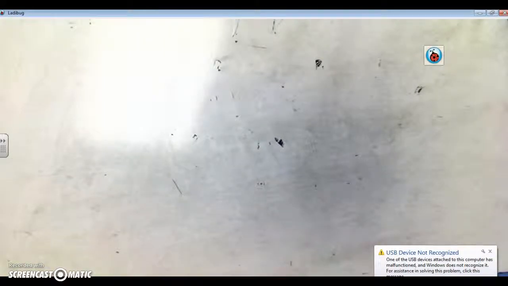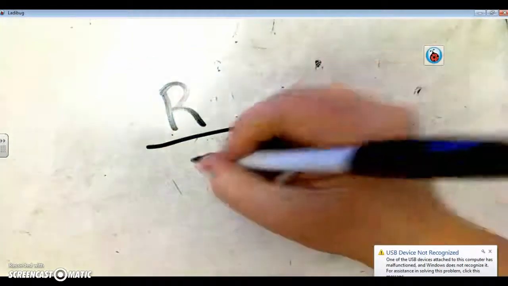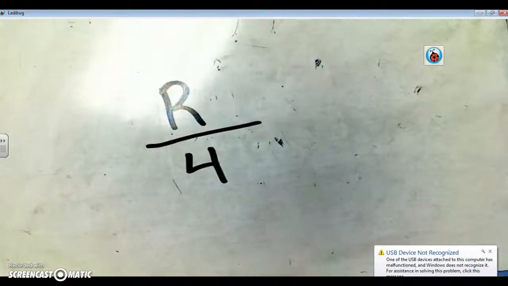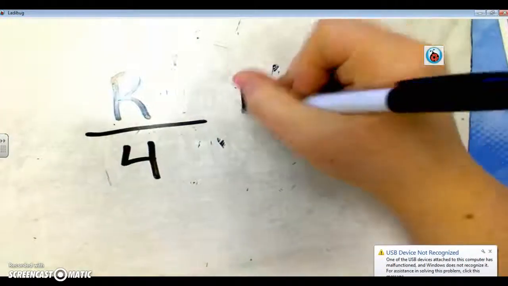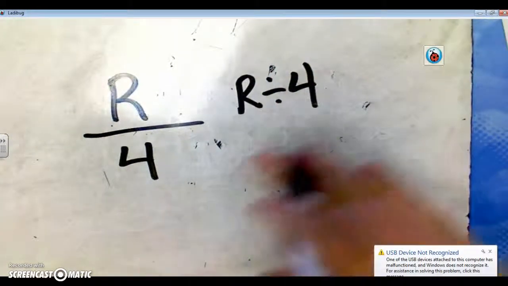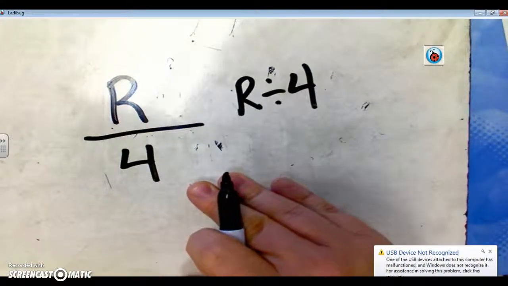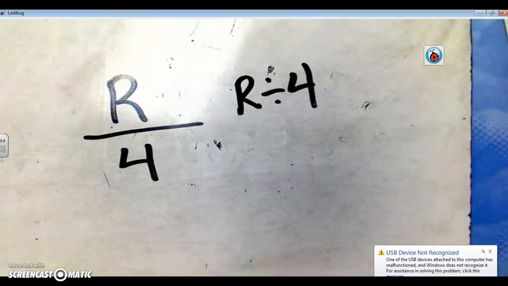Okay? The next one says a number divided by 4. Do I know what that number is? Does it matter what letter I use to represent that number? Nope. I'm going to use R. But it says a number divided by 4. Or I could say R divided by 4. Okay, I could use either one of these because we know something written as a fraction means to divide. Okay, so let's jump into a few examples.